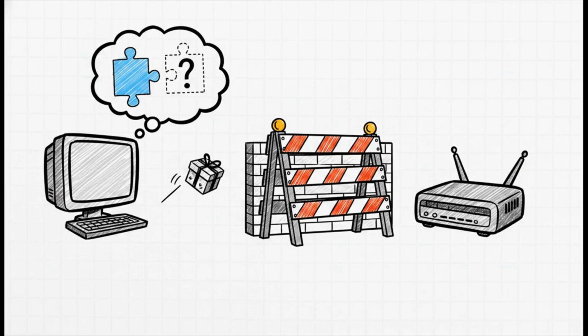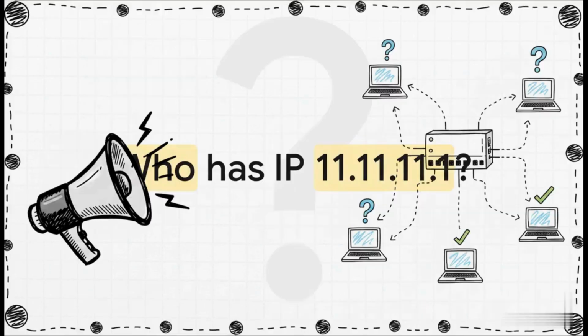But there's a problem. Host A knows the router's IP address 11.11.11.1, but it does not know its physical MAC address. It has hit a massive roadblock because physical local networks strictly require a MAC address encoded in a Layer 2 header to actually deliver the data to the correct piece of hardware. It's literally stuck. So what does a good detective do when they need information?